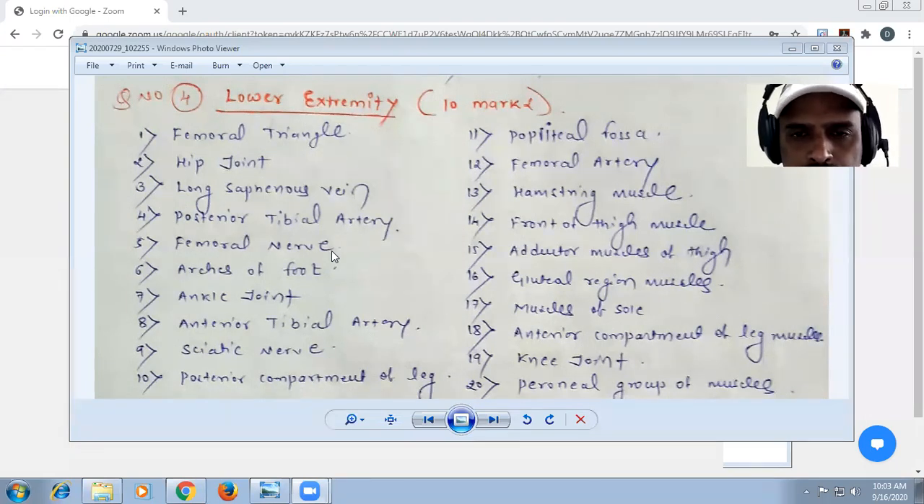Three nerves are very important, asked in the 10 marks or sometimes 5 marks. So you have to remember the femoral nerve, its course and relations, the course in the femoral triangle. You have to draw the femoral triangle diagram for the femoral nerve, and then its branches: muscular, articular, vascular, and cutaneous branches are very important. And the course in the femoral triangle and the course in the adductor canal, that you have to write for the femoral nerve.